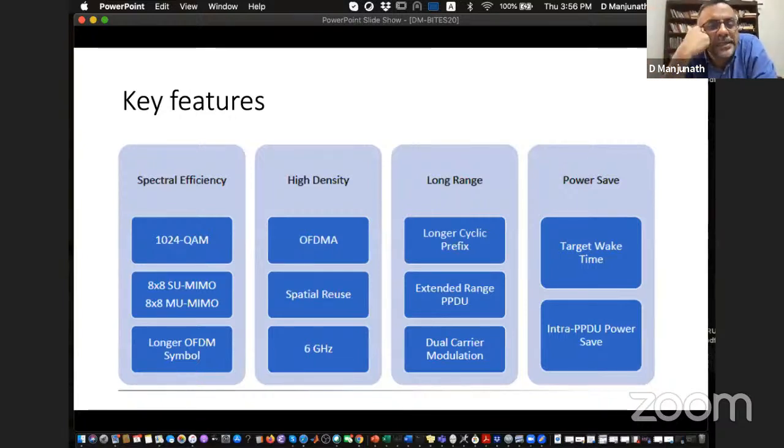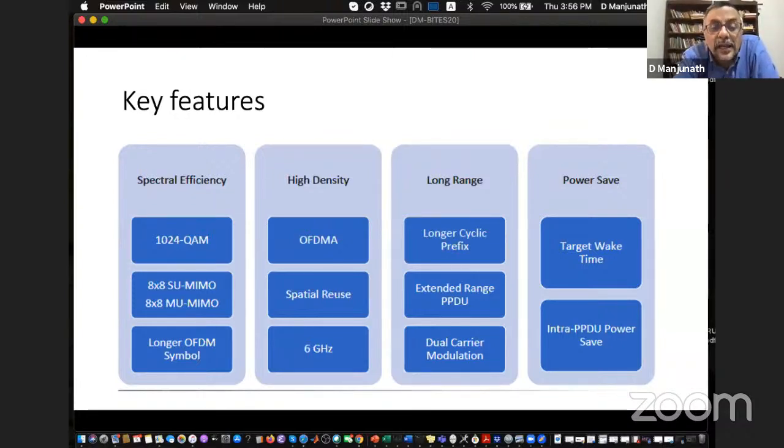One is spectral efficiency. What does spectral efficiency mean? That means in a given spectrum, I want to pack more bits per second. There are three techniques that are used. One is to improve the modulation scheme by using 1024 QAM. Use MIMO. The antennas and the receivers are made much better, and in this case, 8x8 MIMO. And then use longer OFDM symbols to improve the spectral efficiency. So that's another trick.